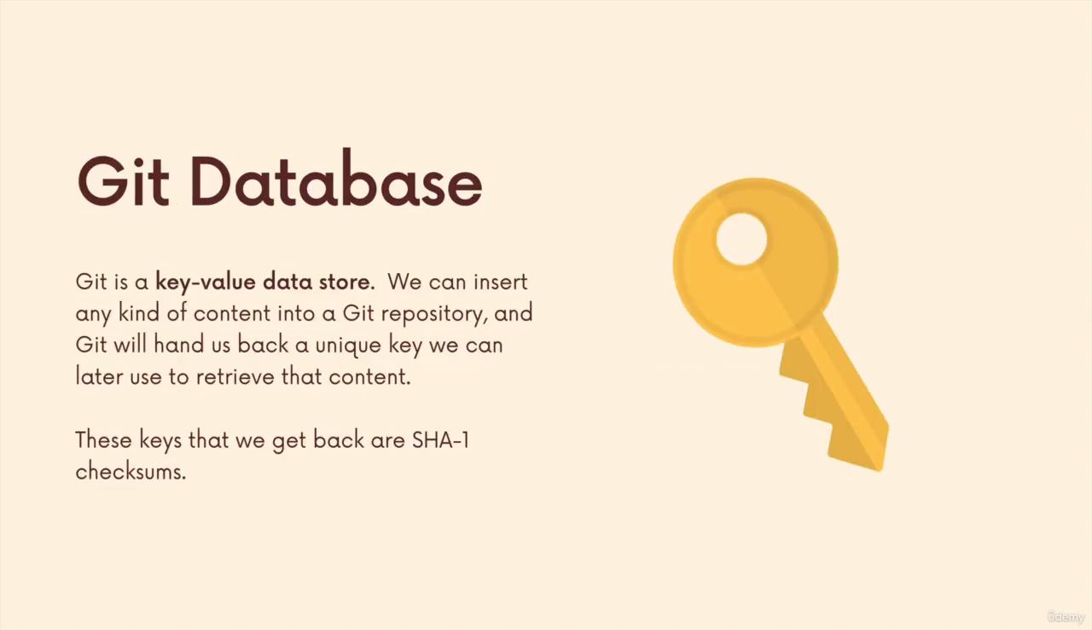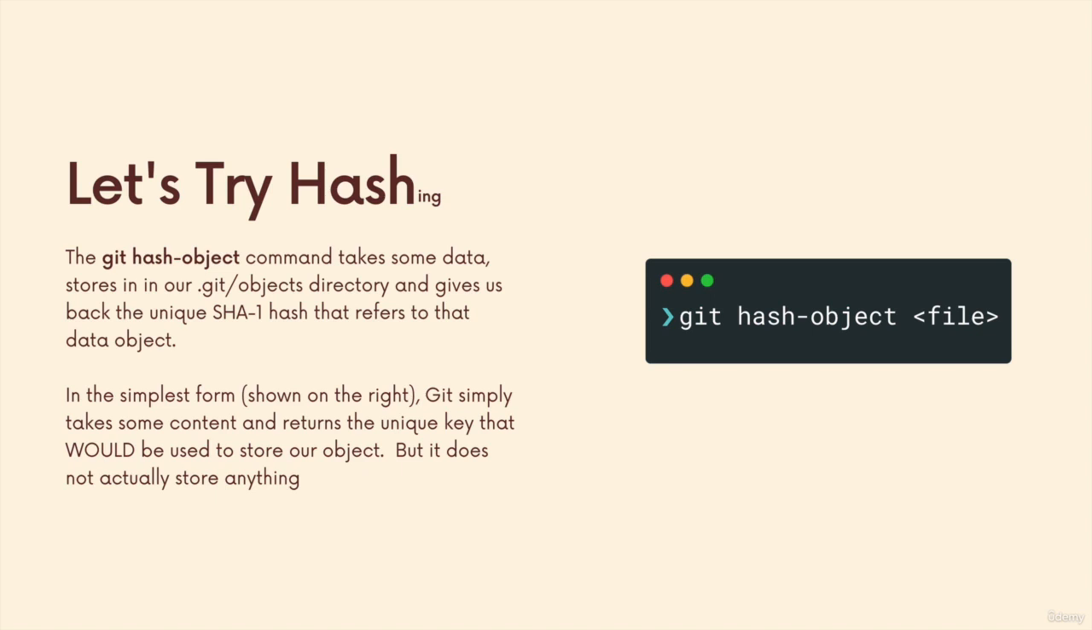Now remember what we said in the last video, Git is a key-value data store. We can give it any sort of information, including just a simple letter or a sentence, let alone files like we normally do, and it will give us back a unique key. So this command git hash-object is one way of doing that. We give it some data, and then it will give us back a unique key, a corresponding SHA-1 hash based upon that data. Remember how a hashing function works.